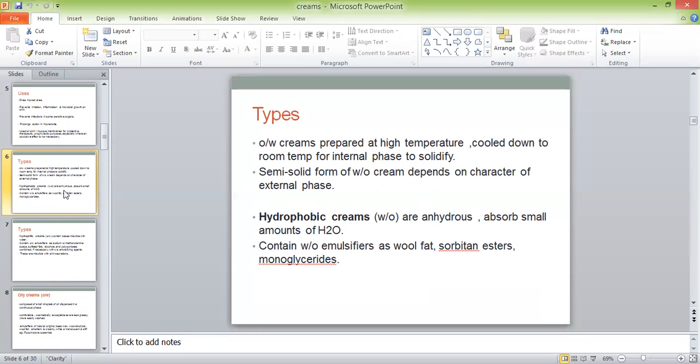Sorbitan esters are basically non-ionic surfactants which are used as emulsifiers in creams and ointments, and sorbitan esters are also called spans. Monoglycerides are formed from glycerol plus a fatty acid via an ester bond, and monoglycerides are present in bread, baked products, and margarines. They all contain it, and monoglycerides are used as emulsifiers.